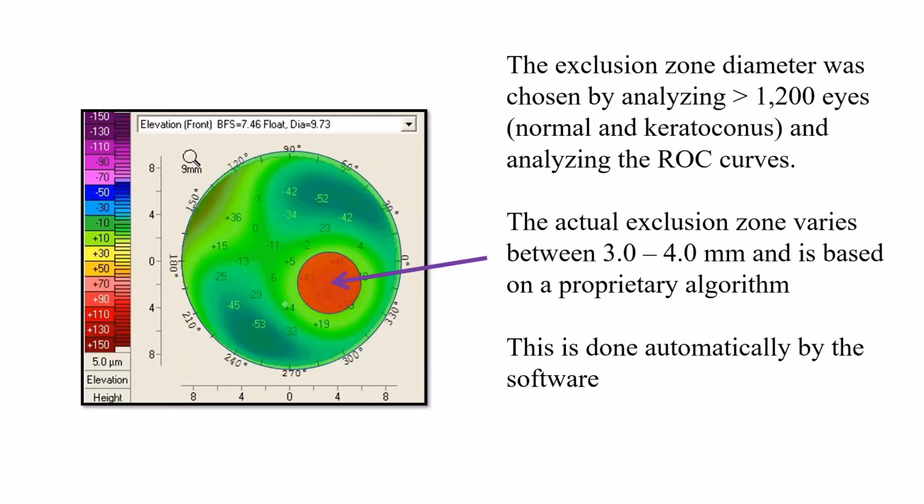Now, very often you hear people say, well, it's a 3 millimeter zone. Actually, the exclusion zone varies between 3 to 4 millimeters and is based on a proprietary algorithm. So I know a number of companies have tried to duplicate our work, but they just use a fixed exclusion zone, which is not what the BAD is. The BAD, again, has a variable exclusion zone based on a proprietary algorithm. And the exclusion zone was determined by analyzing ROC curves of over 1,000 normal and keratoconus eyes.